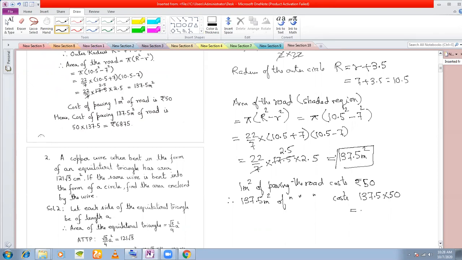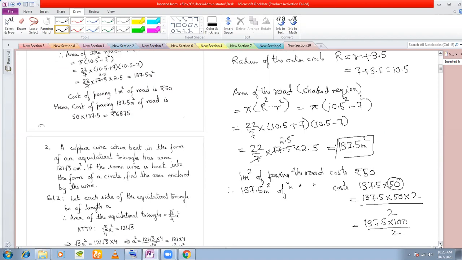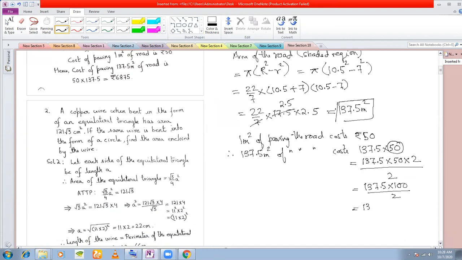You can find this easily. If you want, there's an easier way of calculation. 137.5 into 50, we want to make this 50 as 100. So we multiply this by 2 and divide by 2 also. So 137.5 into 100 divided by 2 becomes 13750 by 2. Now you get rupees 6875. This is just a more convenient way of calculating.